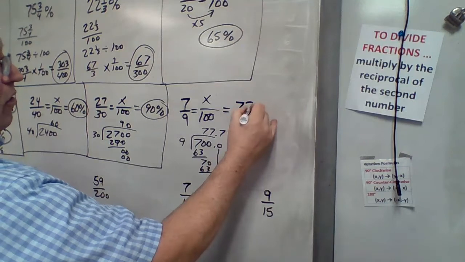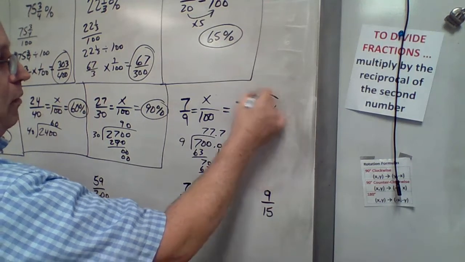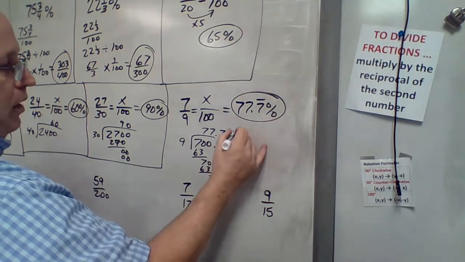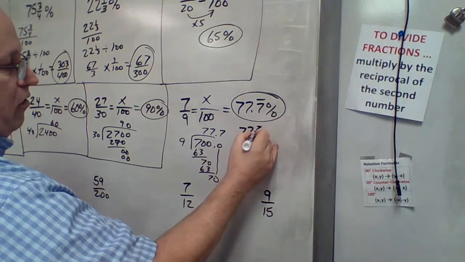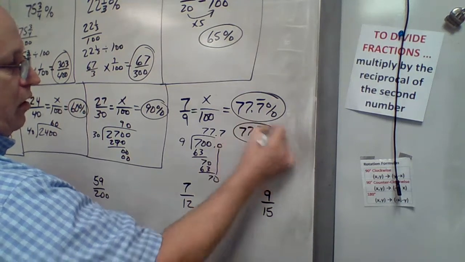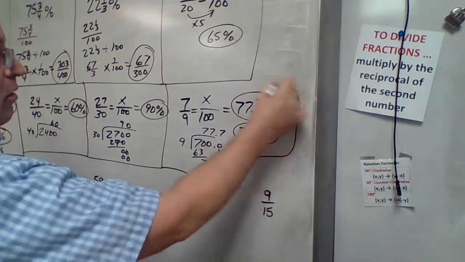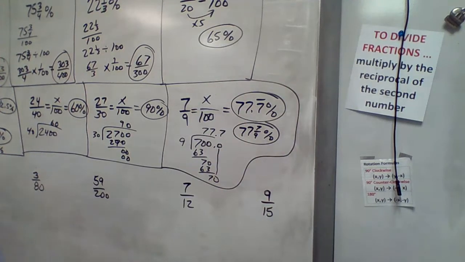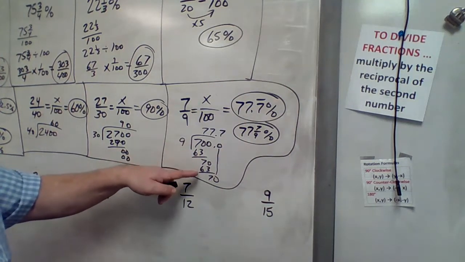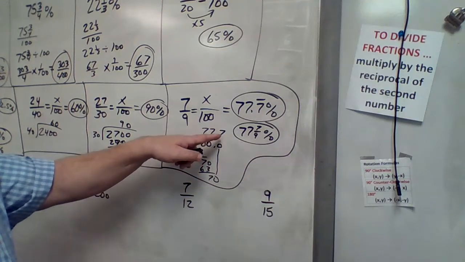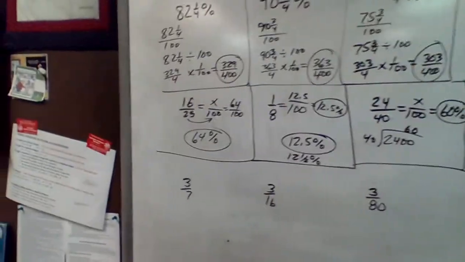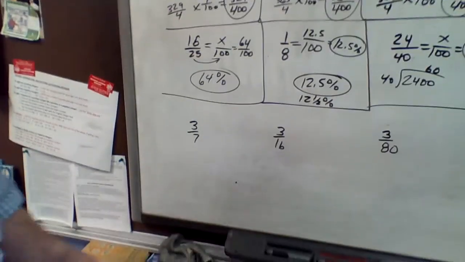So I've got two choices here. I can write it as 77.7 repeating percent. That's one possible answer. Or 77 7/9%. Either one of those is an acceptable answer to that one, because this is just going to keep repeating. It's 0.7 repeating.